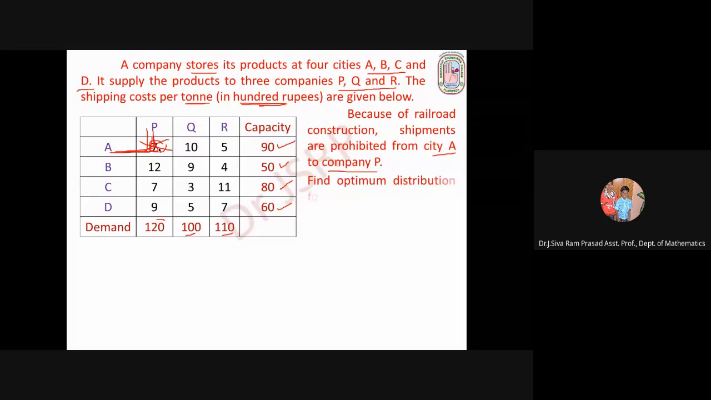Next, find optimum distribution for the company. And also, are there multiple optimal solutions? If yes, identify them. So are there multiple optimal solutions? If yes, identify them.